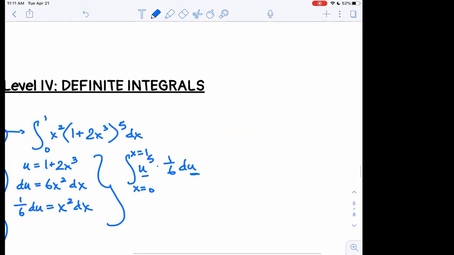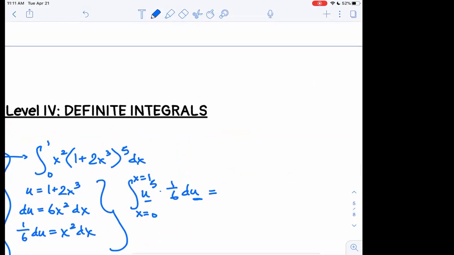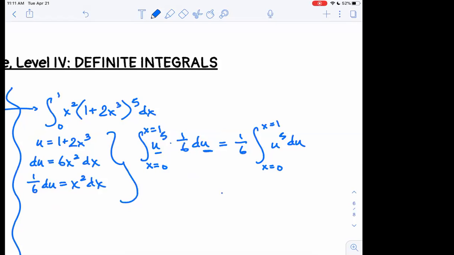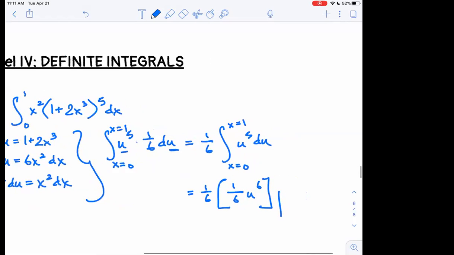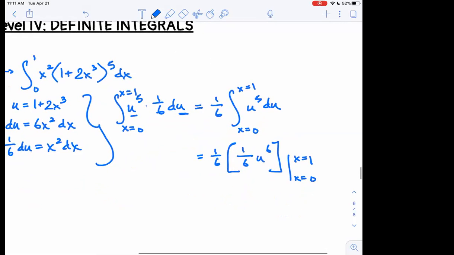Now, once I have that, I'm going to integrate the same way I did before. I'm going to bring that 1/6 out to the front, the integral of u to the 5th du, with the bounds x equals 0 and x equals 1. And I'm going to integrate. So 1/6, u to the 6th, drop the line, x equals 0, x equals 1. Okay. Clean this up a little bit. 1/36, u to the 6th, x equals 1, x equals 0.